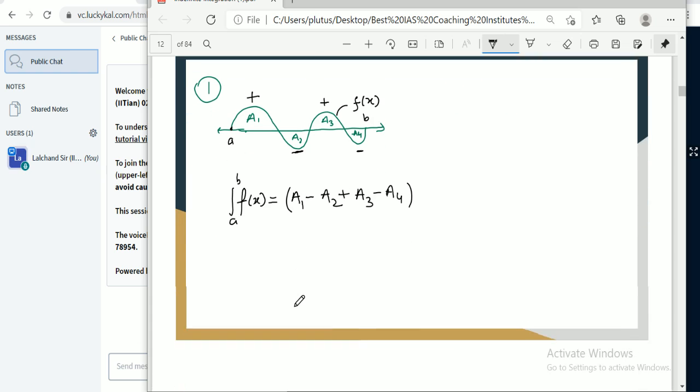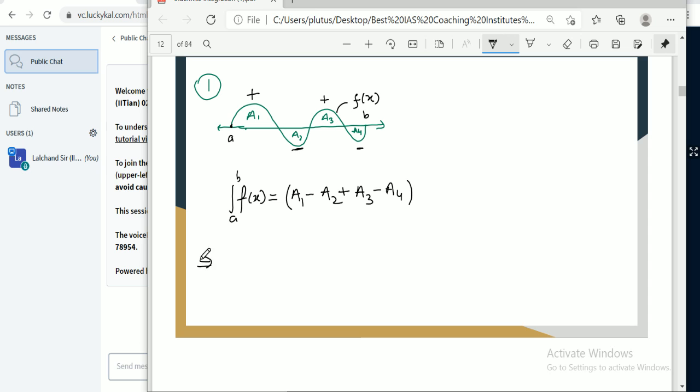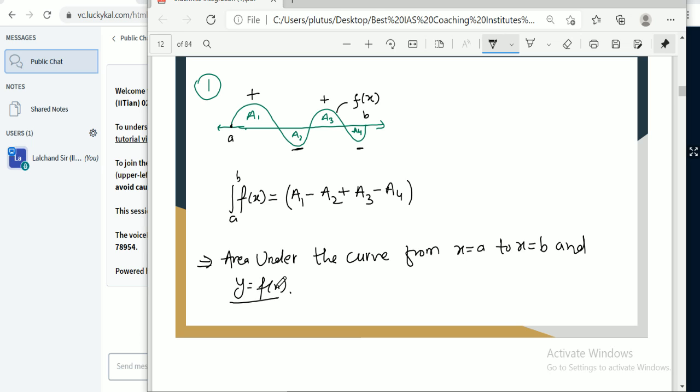But if someone asks about the area under the curve from x equal to a to x equal to b and y equal to f(x), if someone is talking specifically about area, then the area value will be the absolute sum of all areas, A1 plus A2 plus A3 plus A4. This is the sum of all absolute areas.